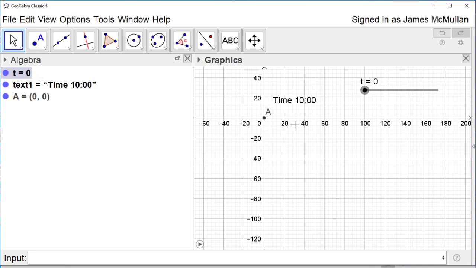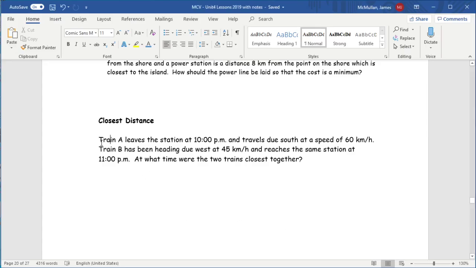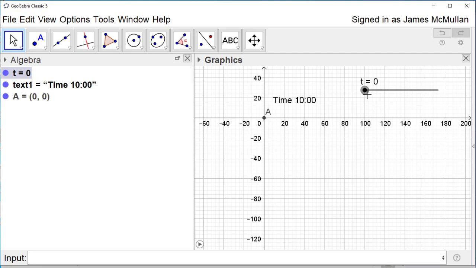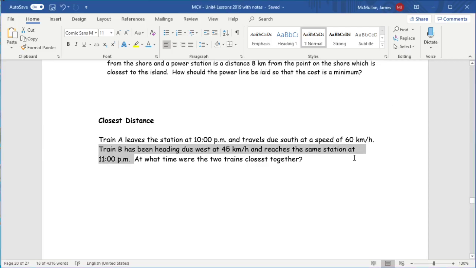Okay. Now, it says train B is heading due west, and it reaches the station at 11 p.m. So that means at 11 p.m., right, train B is at the station. So B would be located at 0, 0, but only at 11 p.m., right? Where would train B have been an hour before that, at 10 p.m.? It says it's traveling due west at 45 kilometers an hour.